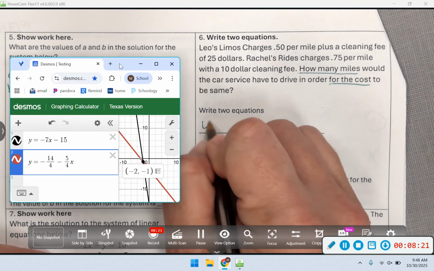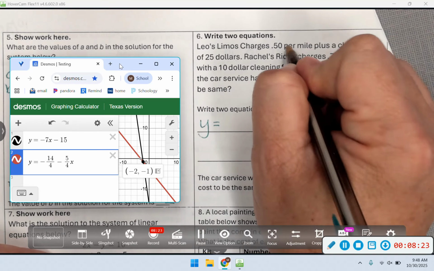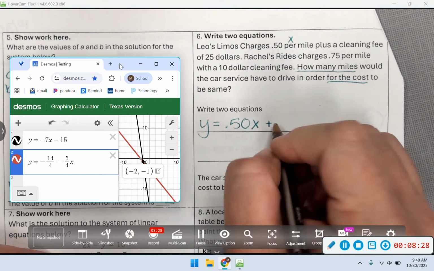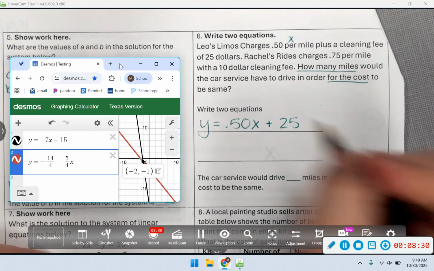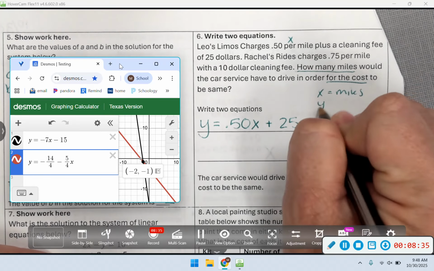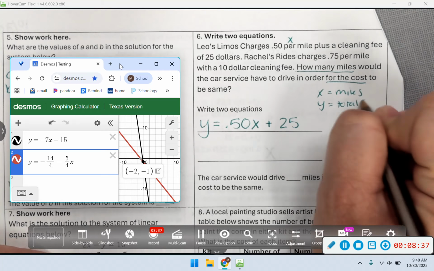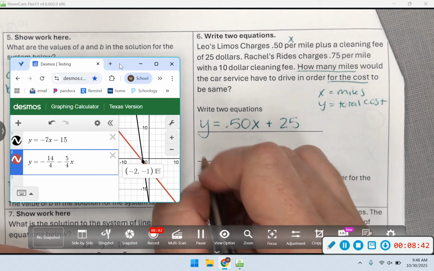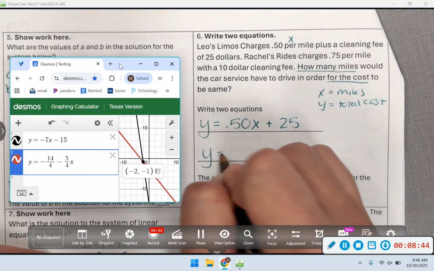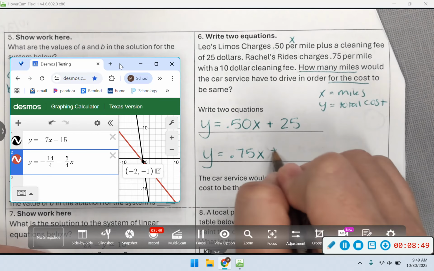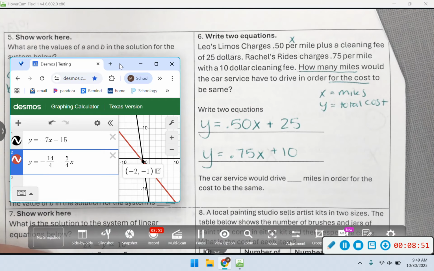So I know that this is going to be a y equals equation, and I know per is where my x goes. So 0.50x plus my one-time cleaning fee is going to be my total. And because it says per mile, I know that x represents my miles. Therefore, y is going to be my total cost. Okay, my other equation is the other Rachel's Rides charges 0.75 per mile, so there's my x, plus a $10 cleaning fee. Well, solving this one's super simple because they're both y equals, so we like this one.